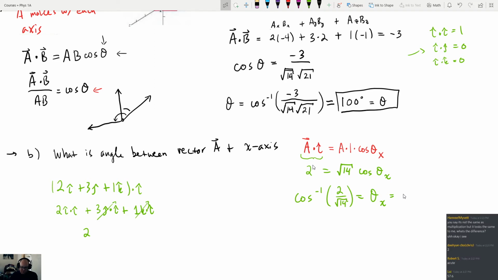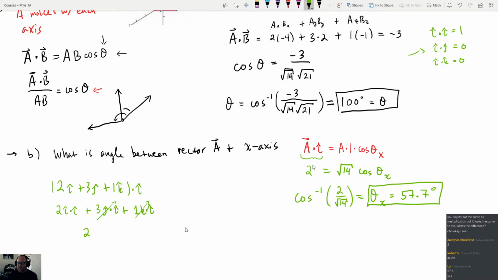Yep, acute because the dot product's positive, right? I got 57.7 degrees. It's like 57.688, so I'm rounding to 57.7. So there we go. That's how we find the angle with the x-axis. Let's do one more, and I'll let you do the other one yourself.